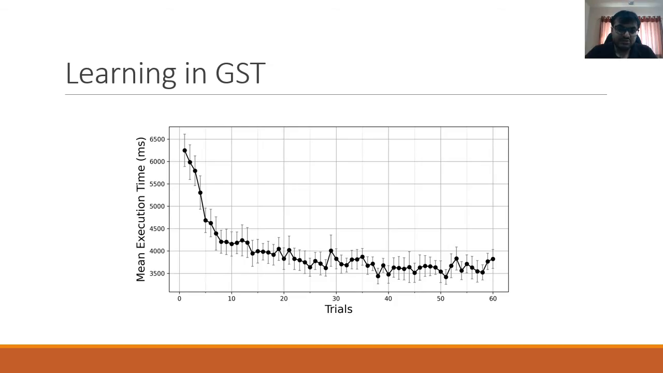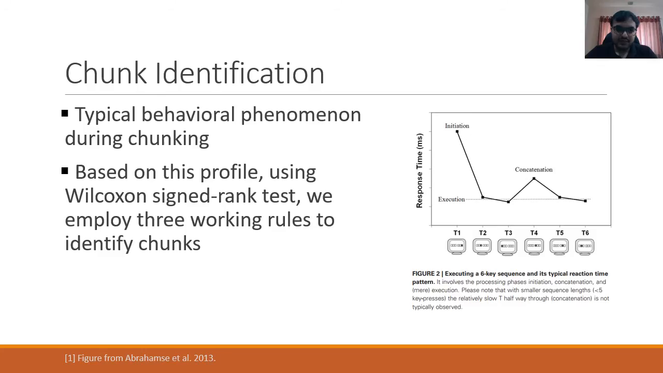To examine the general learning in GST, we extracted successful trials where participants traversed an optimal trajectory and obtained a reward score of 100 points. Repeated measures ANOVA shows an effect of trials on mean execution time, clearly indicating the learning in GST. The figure shows typical behavioral phenomena during the discrete sequence production task. It shows how RTs vary across key presses in various phases: chunk initiation, execution, and concatenation.